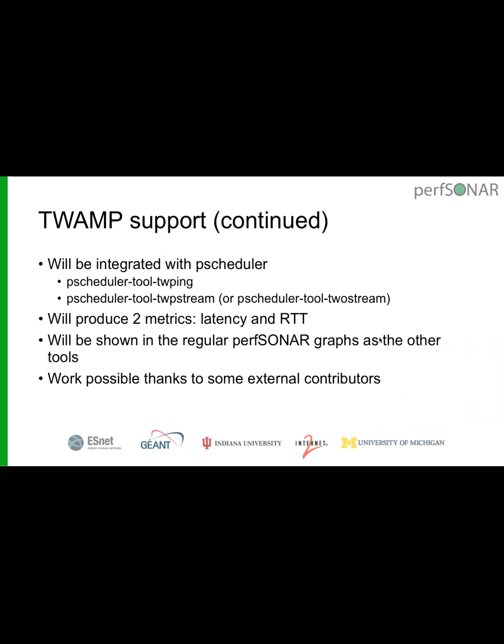So to carry on from where we were, we will be writing tests and tools to go with this. Actually, the tests are already there. We already have a round trip time test and a latency test, so we'll be developing tools that implement TWAMP, and what comes out of them will look pretty much the same as everything else. So we'll be able to produce, as I said, 2 different metrics, latency and RTT, with this. And it'll be shown in the perfSONAR graphs just as everything else does. You won't actually be able to tell the difference.